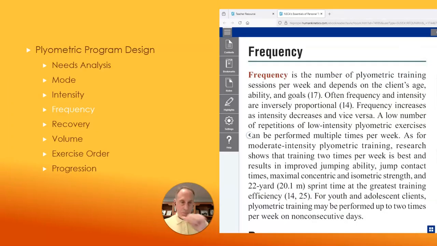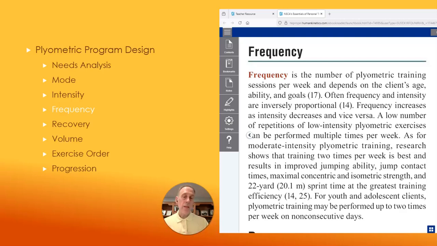All right, frequency. The number of training sessions per week is pretty straightforward, but they talk about frequency and intensity being inversely proportional. As frequency increases, the intensity should decrease, and vice versa. And I would say you can mix and match, but if you're going to do moderate intensity plyometric training, the research shows that two times a week is best. Now, I'll tell you, if you do ABC drills for running technique, that's a low-level plyometric exercise or movement pattern that is built into those drills. Or if you're doing jump rope as part of your warm-up, that's a very low-level plyometric.